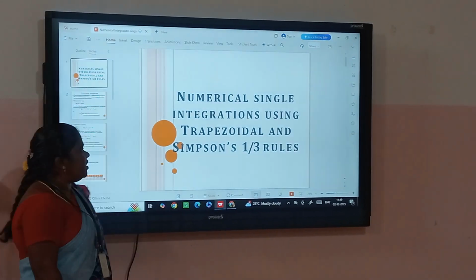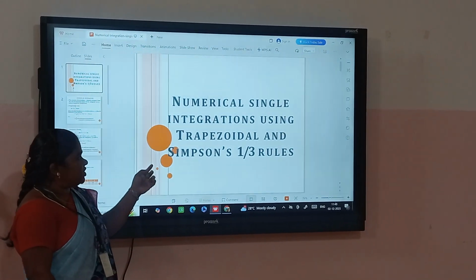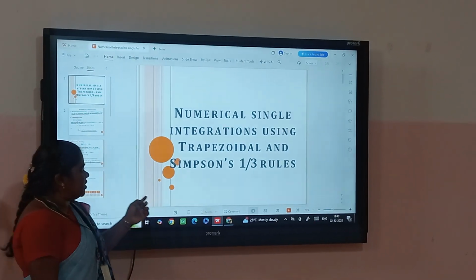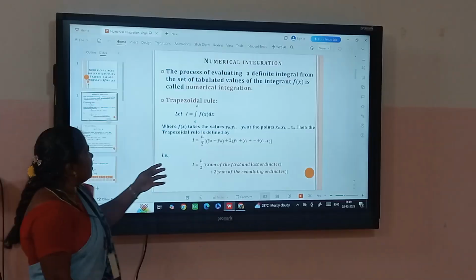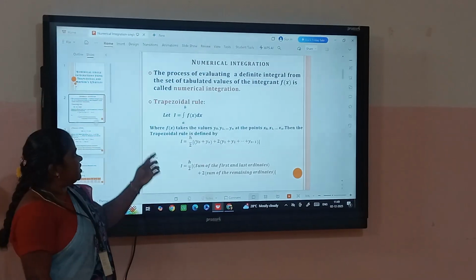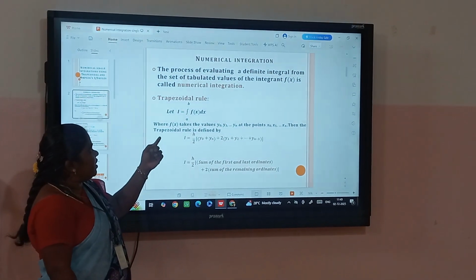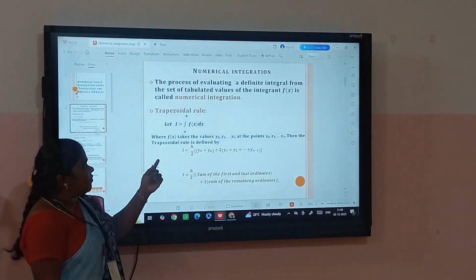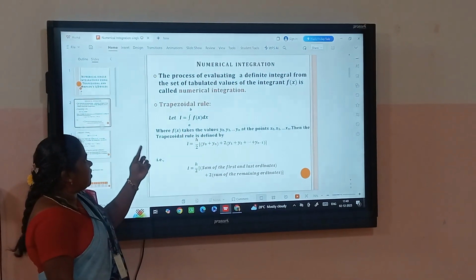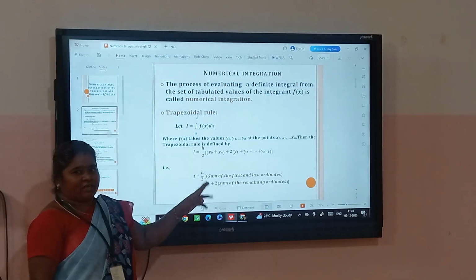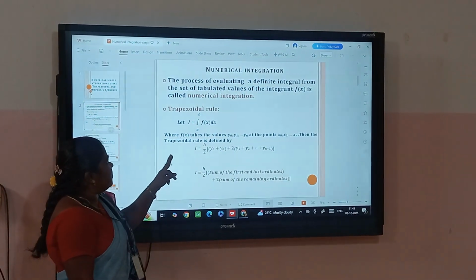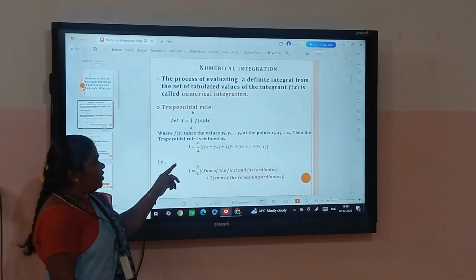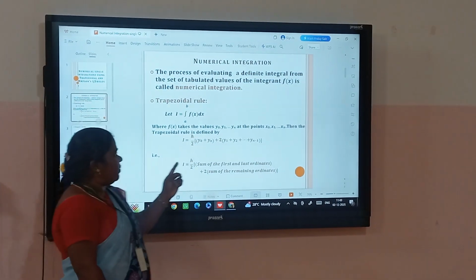Now we are going to see numerical single integration using the trapezoidal and Simpson's one-third rule. First one is numerical integration. The process of evaluating a definite integral from a set of tabulated values of the integrand f of x is called numerical integration. There are two types: first one is the trapezoidal rule and second one is Simpson's one-third rule.